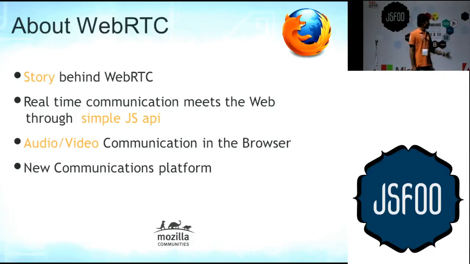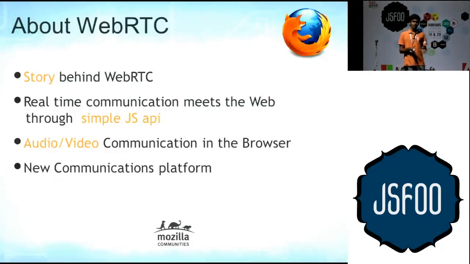The basic aim of WebRTC is to make real-time communication go hand in hand with the web. It's all done through a simple JS API. You'll see how simple the API actually is. There's not much to it, but there's a lot of heavy lifting going on behind the API. So you can achieve audio or video communication through the browser in simple terms. You have access to all kinds of media, and you can do this even in parallel through the browser.